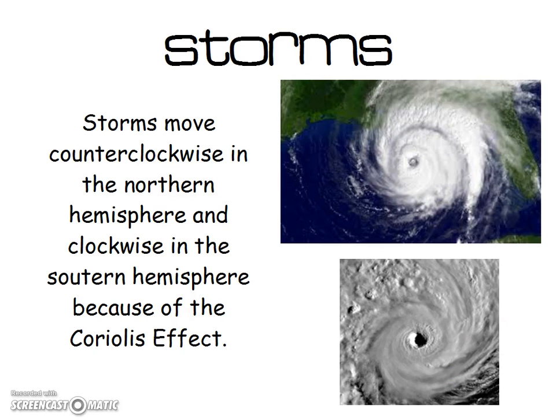Also, you'll see storms. If you look at the way a hurricane moves, storms are going to move counterclockwise in the northern hemisphere and clockwise in the southern hemisphere because of the Coriolis effect. There's a video that I'm going to show you in class today that will give you an idea of why this happens. Because of the winds moving to the right, the pressure changes. Diagrams are perfect to explain this.